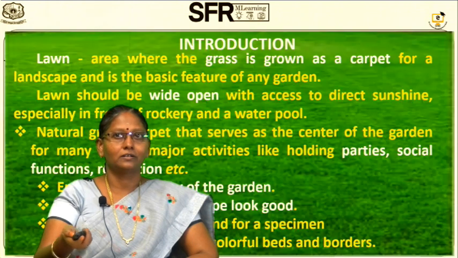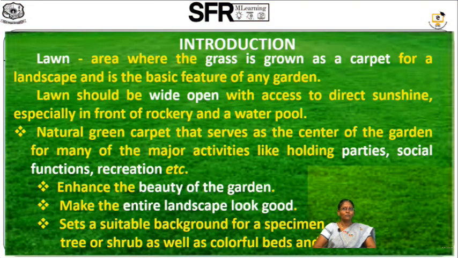A lawn is actually an area where grass is grown like a carpet in the landscape. It gives a very good appearance to the garden. Usually the lawn should be wide and open with direct sunshine access, and if it is located in front of a rockery or water pool, it gives an excellent appearance. This naturally green carpet gives a place for holding parties, functions and recreation.